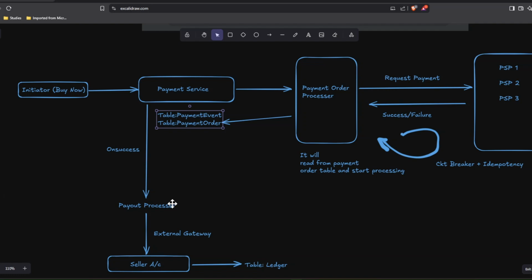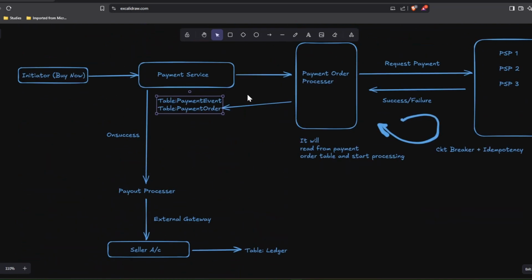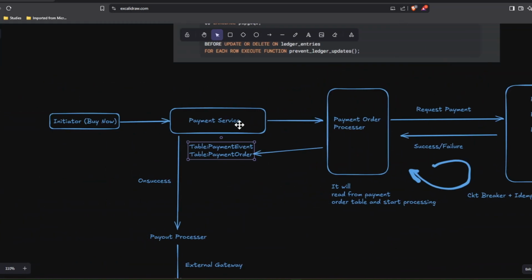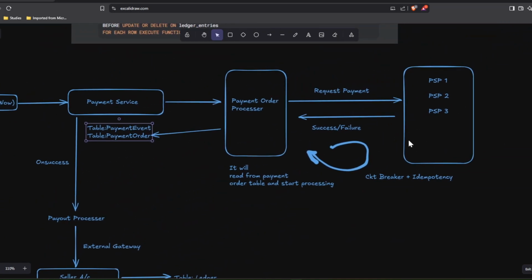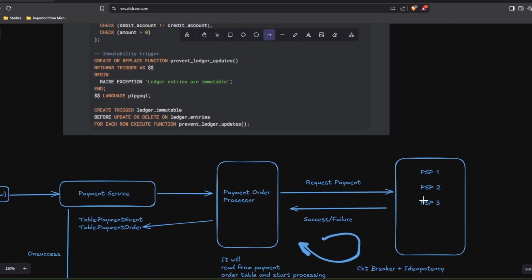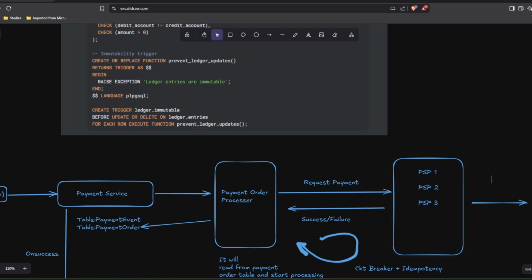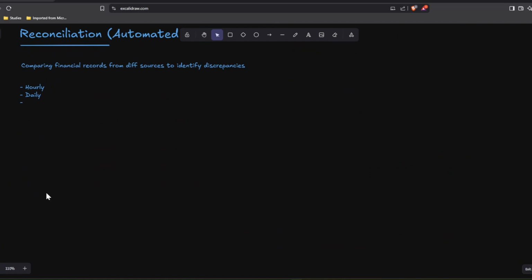Now, if I have to introduce it more formally, this happens after the payment service, after the PSP processing happens. So I'm going to draw it just here: in my flow, after the PSP processing happens, the reconciliation will kick in, and I'm going to formally make a sequence diagram here.